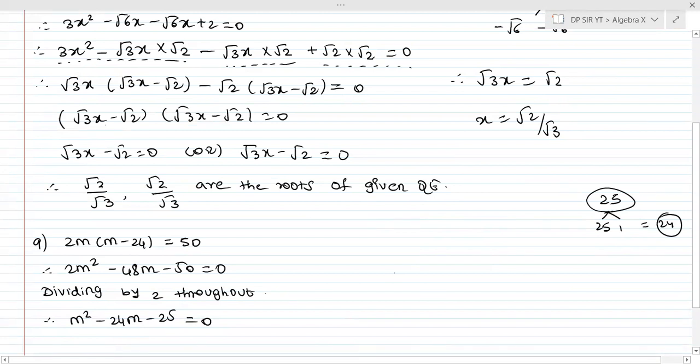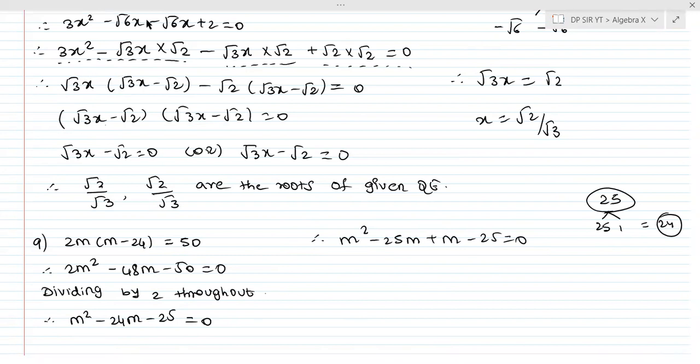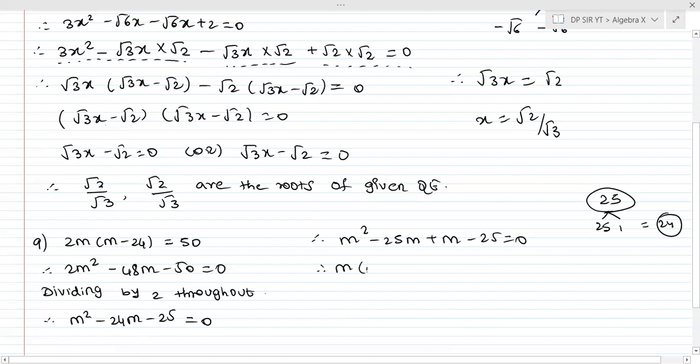So just expand it. Therefore, m square minus 25m plus m minus 25 is equal to 0. I hope there is no doubt up to here. If there are any queries, please feel free to ask me. Therefore, taking m common, here it's going to be m minus 25, plus 1 common, here it's going to be m minus 25 is equal to 0.